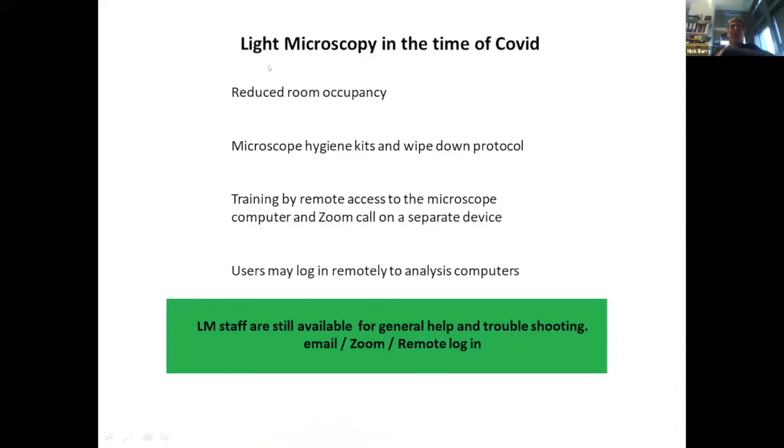But we are in different times now. So it is light microscopy in the time of COVID. What does that really mean for working at the moment? It is basically reduced room occupancy. So John and Ben and I just can't really go into the same room and sit down with you and use the microscopes as we used to in the past. You'll see that there are hygiene kits and a wipe down protocol so that you don't pick up contamination from the microscopes themselves. The training is now done by remote access to the microscope computer and by a Zoom call on a separate device. So we're still able to train you. Plus, there's a lot more remote logging into analysis computers and even into the microscopes themselves.